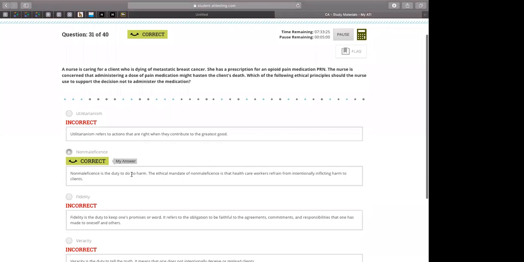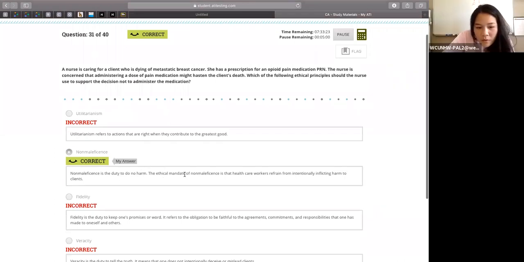Non-maleficence is the duty not to do harm. The ethical mandate of non-maleficence is that healthcare workers refrain from intentionally inflicting harm on clients.